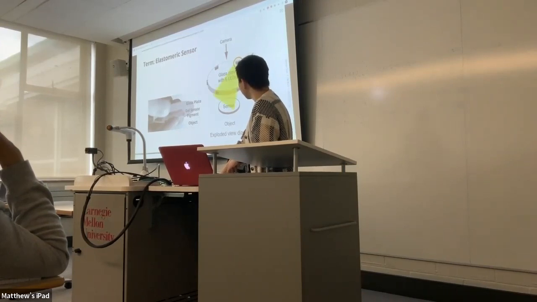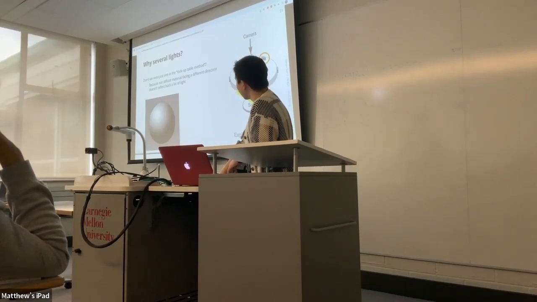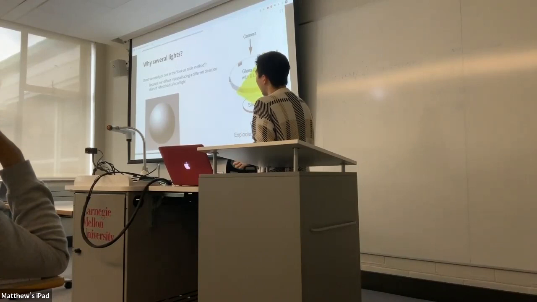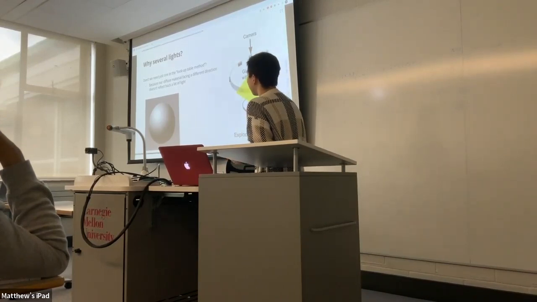So each LED is going to shine down at the center a little bit. And the question arises, why do we have several lights? If we have an example-based photometric stereo, the lookup table method, we could, in theory, be able to get away with using just one light.